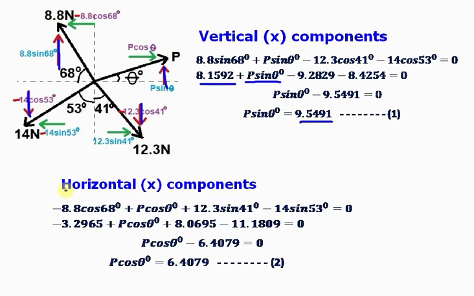The next is to add up all the horizontal components. The horizontal components are the forces in the x direction, in the positive or the negative x direction. So this one, this one, this one, this one, you add them up, equate to 0. So find from this P cos theta. Add up everything here and get P cos theta, and P cos theta is 6.4079. Now once you are done with that, you need to solve out the values for P and theta.